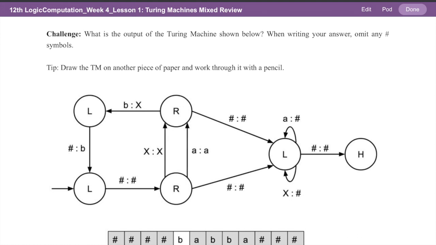Okay, I really would recommend taking a bit of scratch paper and drawing this out. Draw it out along with the tape that's at the bottom so that you can follow through it bit by bit.